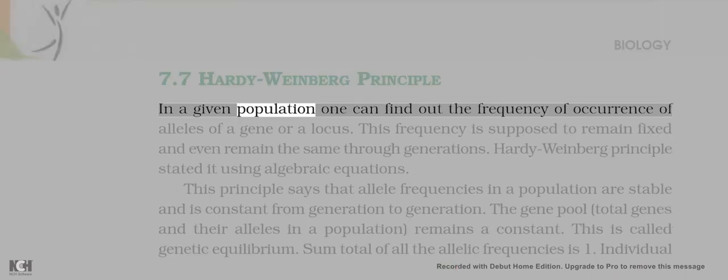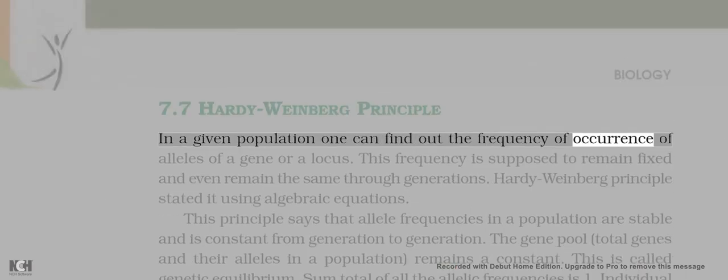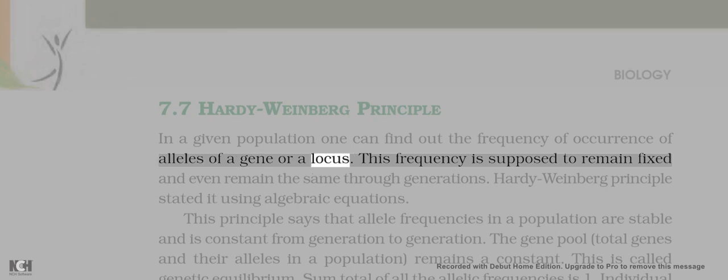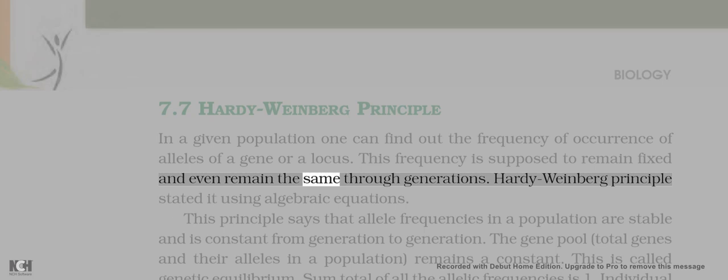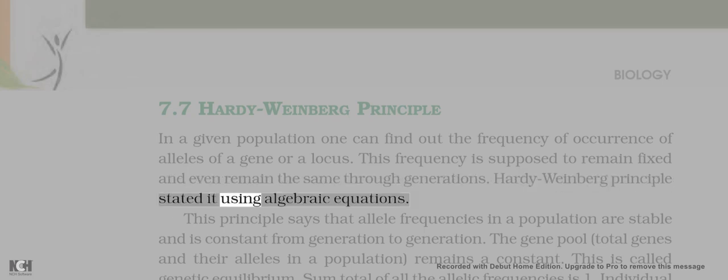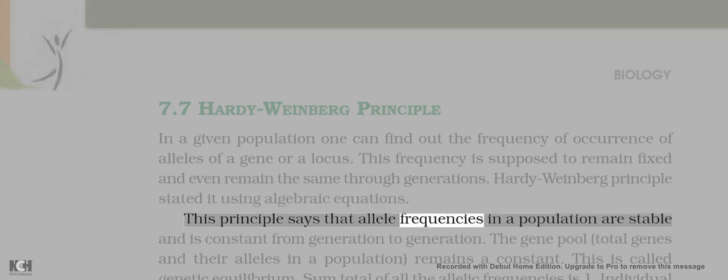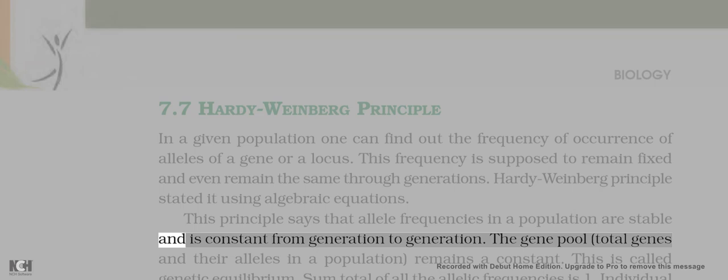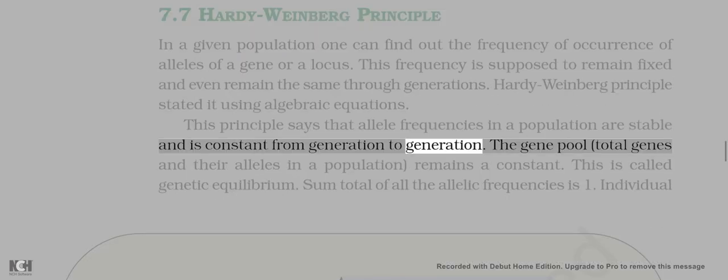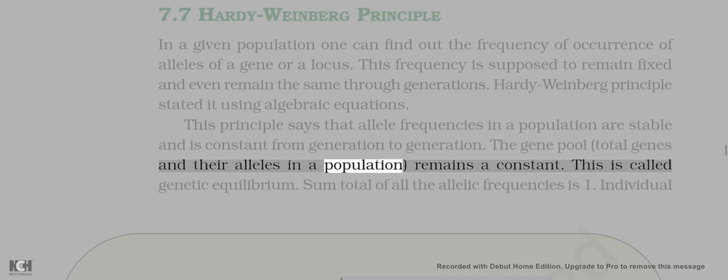In a given population one can find out the frequency of occurrence of alleles of a gene or a locus. This frequency is supposed to remain fixed and even remain the same through generations. Hardy-Weinberg principle stated it using algebraic equations. This principle says that allele frequencies in a population are stable and constant from generation to generation. The gene pool, total genes and their alleles in a population, remains a constant.